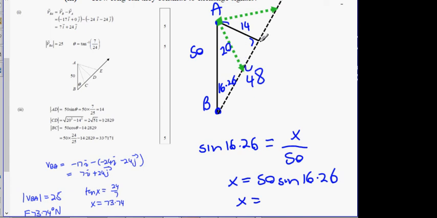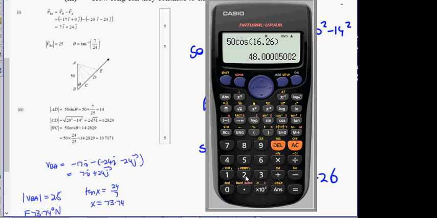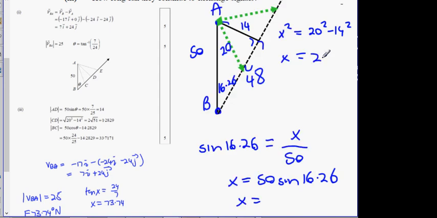Pythagoras' theorem, find out what here to here is. So it's going to be x squared equals 20 squared minus 14 squared, and square root the answer. Okay, Jack? Shouldn't be too hard. 20 squared minus 14 squared, and square root the answer. 2 root 51. Good job. Now, 2 root 51 is this distance here.